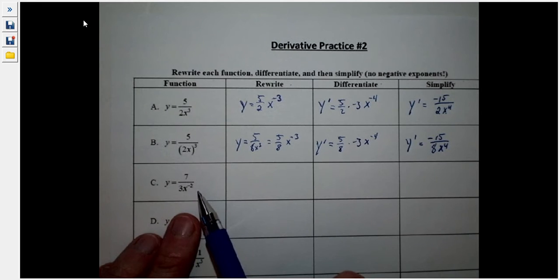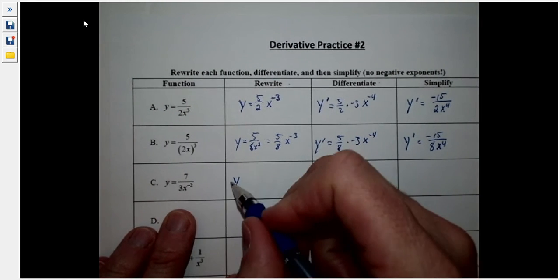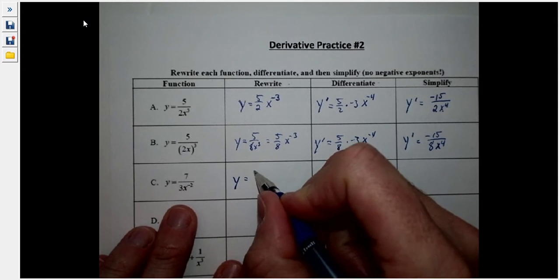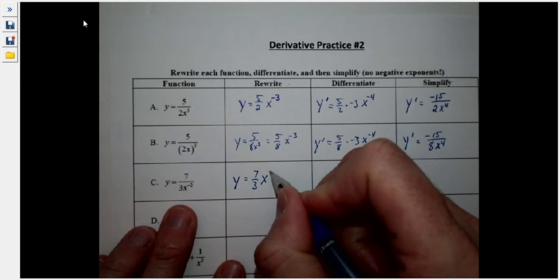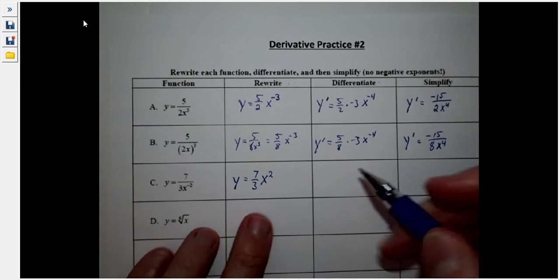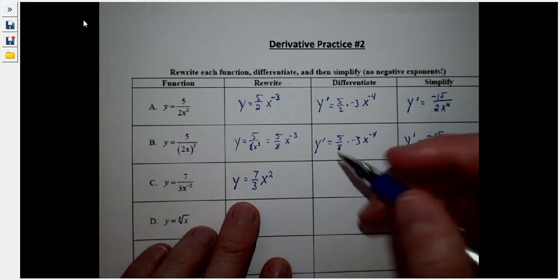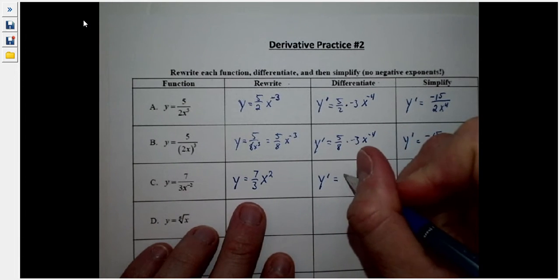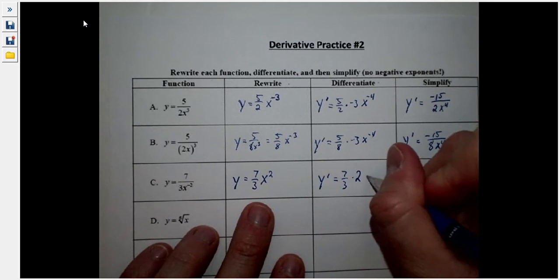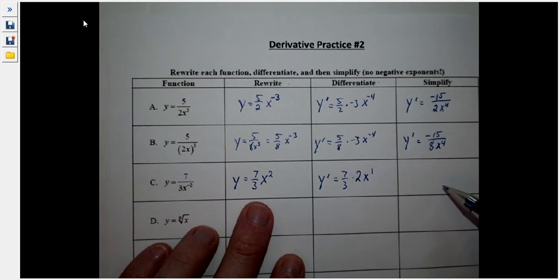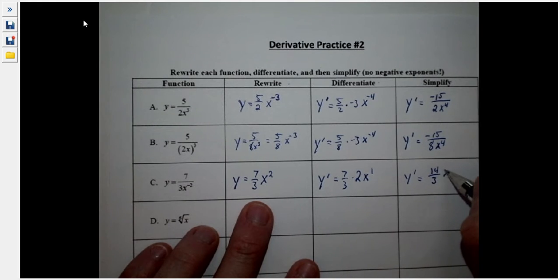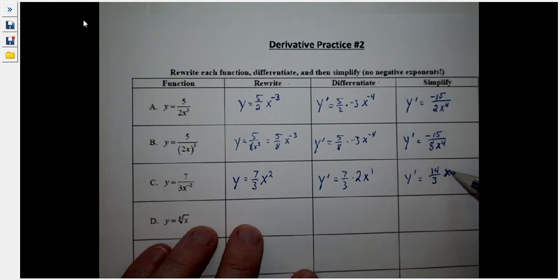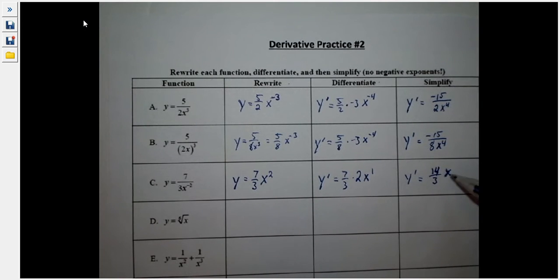Now the next one. First thing we do, we look, do we have a term that we have to rewrite? Absolutely. So y equals 7 over 3 x squared. Now, rewriting this one actually makes it easier to differentiate because I don't have a power in the bottom and I have a positive power. So now I have y prime equals 7 over 3 times 2x to the first power, which means my derivative is 14 over 3x. And if you wanted to, you could move the x up to the top to be 14x over 3 if you wanted to. But I prefer my fractions being in front of my x that way.